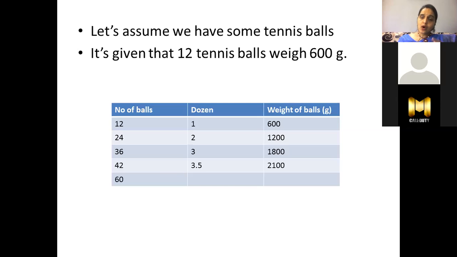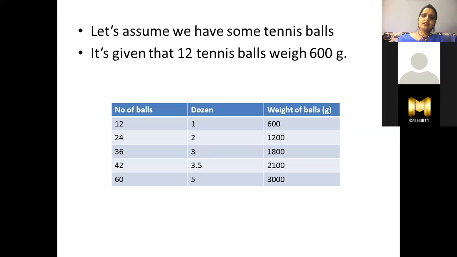And one more example. Now I have given you the number of balls. You are supposed to tell me how many dozen they will make and how much their weight will be, with the starting knowledge of 12 tennis balls corresponding to 600 grams. So for 60 balls, how many dozens will they make? 5. They will make 5 dozens of balls and the weight will be 3000 grams. So I hope this idea is a little bit clear to you, that dozen, number of balls and weight of balls, these three quantities are interlinked with each other.